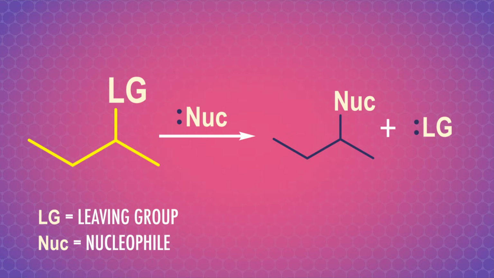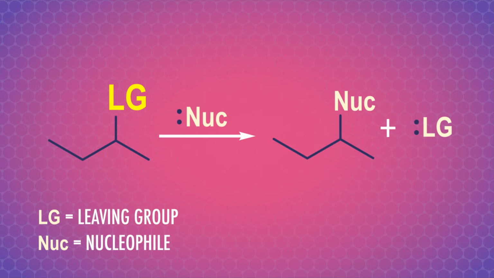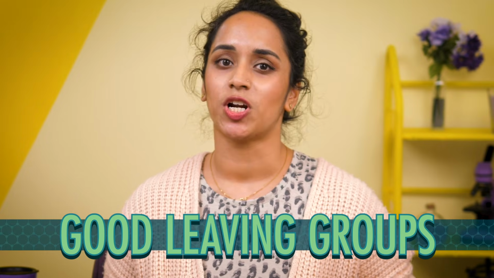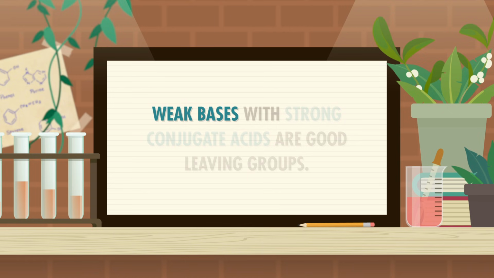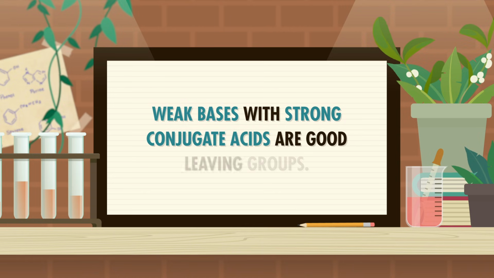There are three key players in our substitution reaction dance, or merry-go-round, or whatever visual you like. An sp3 hybridized carbon substrate, a leaving group that can accept electrons as it departs from the molecule, and a nucleophile, something with a lone pair or pi bond. Recognizing good leaving groups can help us determine if a substitution reaction can take place. For example, weak bases with strong conjugate acids are good leaving groups.